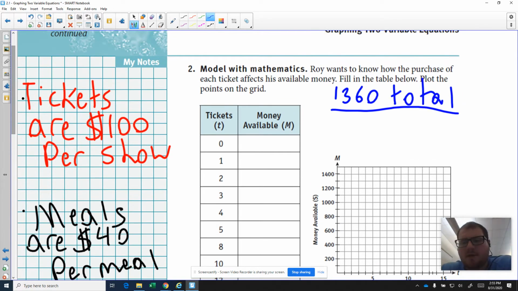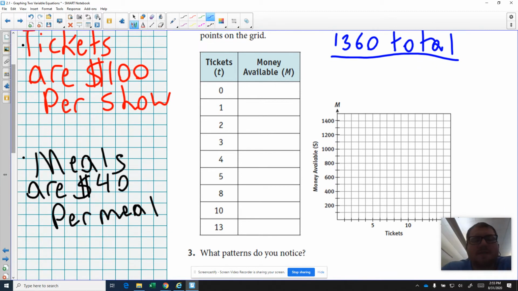So let's discuss what we want to do here. Roy wants to know how to purchase each ticket. Roy wants to know how the purchase of each ticket affects his available money. Fill in the table below and plot the points on the grid. Okay? So really, right now, all we're talking about is tickets. We're not talking about meals. We're just talking about tickets.